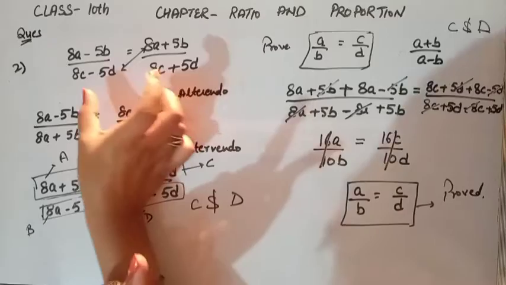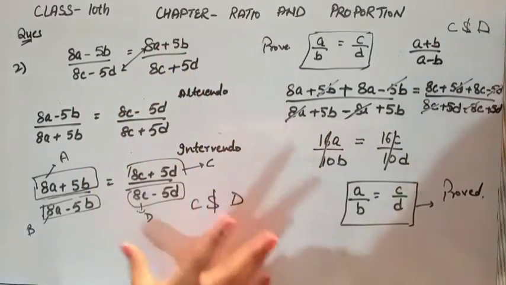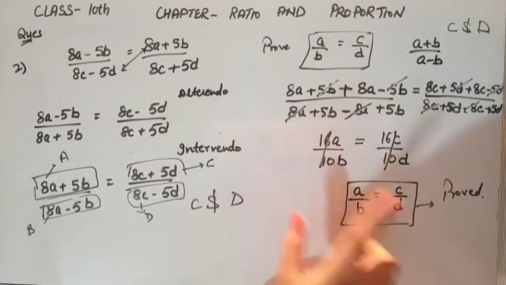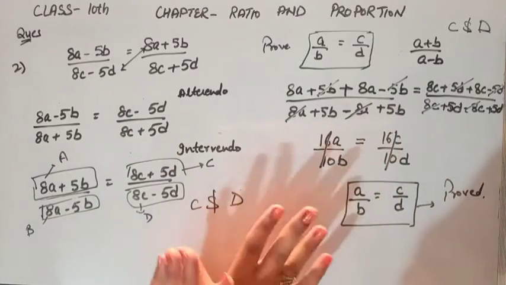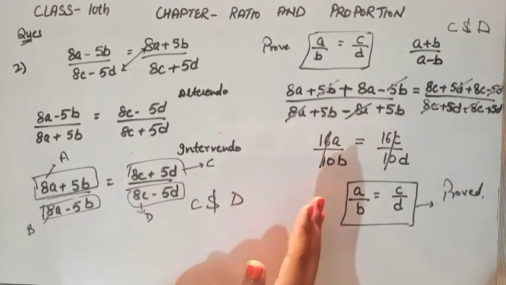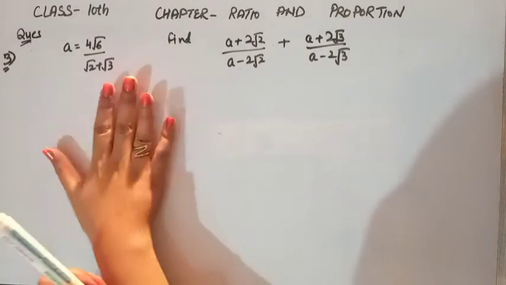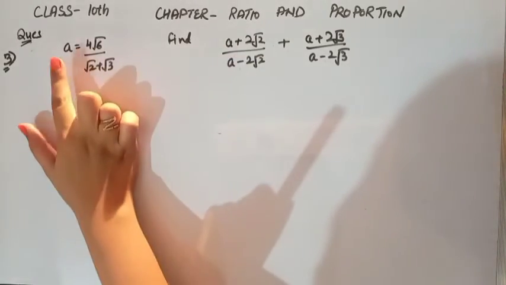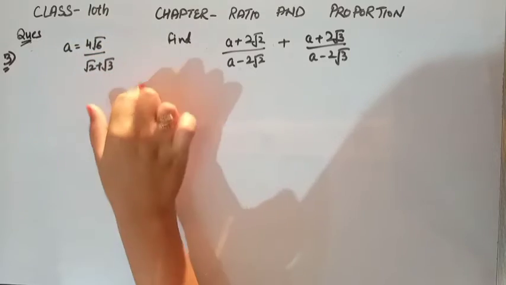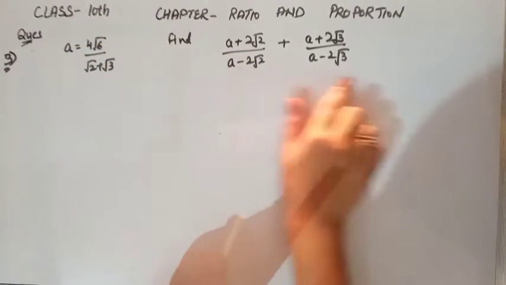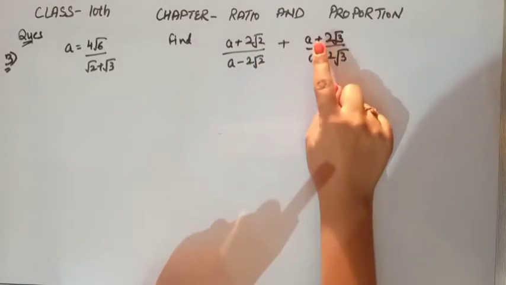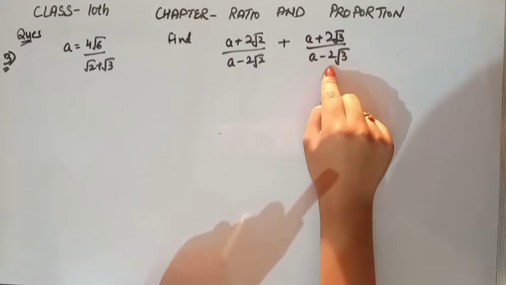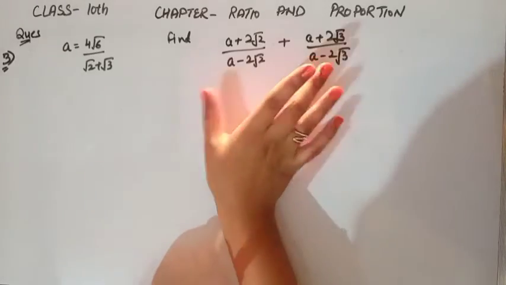And now we are given the equation, we will apply the same process again, componendo and dividendo, and we will get this. These types of questions are important in boards. So this is the next type of question. Here we are given the value of a and we have to find the value of this whole expression, that is (a plus 2 root 2) upon (a minus 2 root 2) plus (a plus 2 root 3) upon (a minus 2 root 3). This is the form of componendo and dividendo.